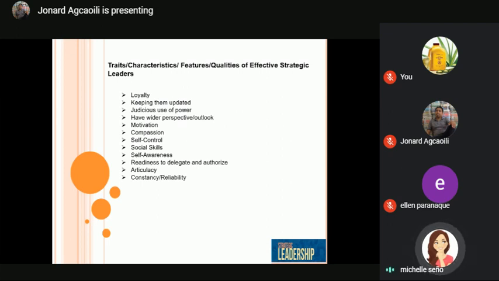Have wider perspective outlook. Strategic leaders just don't have skills in their narrow specialty, but they have a little knowledge about a lot of things. So yung leaders daw po hindi lang po nakadepende kung ano man po yung knowledge nila. Nag-accept din po sila ng opinion, ng suggestions or for example sa isang organization o sa kanyang employee.